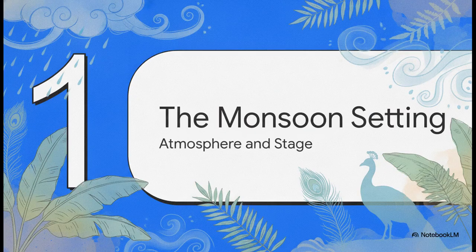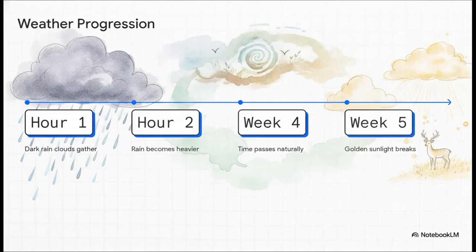Section 1. The monsoon setting, atmosphere and stage. Now, notice how the changing weather acts as a natural pacing mechanism for this whole story. We start off in hour 1 with these dark rain clouds gathering, which naturally moves into heavier rain by hour 2. But then, check out the jump in the chronology. We transition all the way to week 4, where time has passed naturally, ultimately culminating in week 5, where that gorgeous golden sunlight finally breaks through.